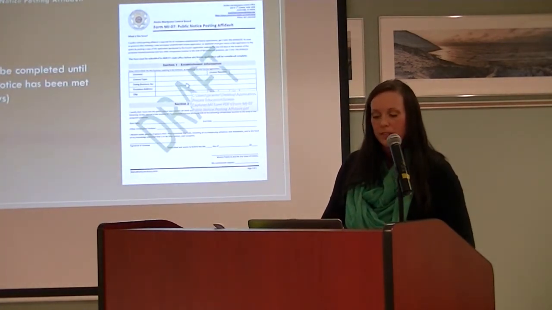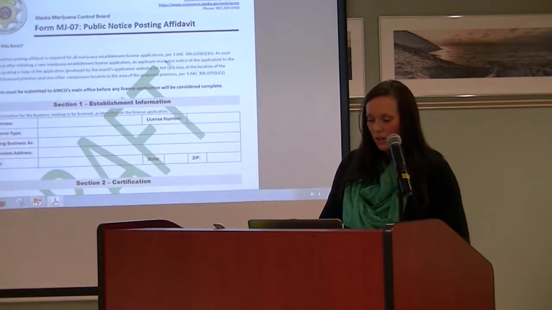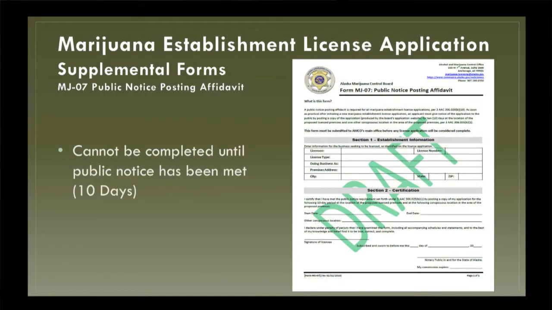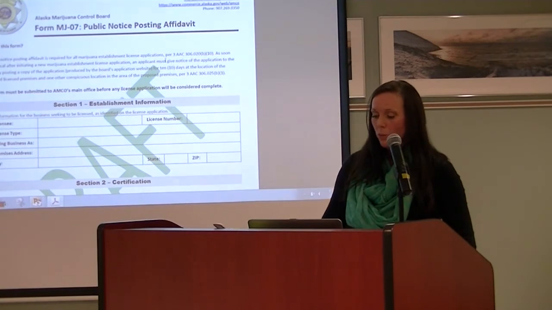So this next form is MJ07. It's your public notice posting affidavit. As we've said a couple of times, as you know, the public notice includes a 10-day posting of the application at your proposed premises and at a conspicuous location nearby. Once you have completed that 10 days, you are going to fill out this form.